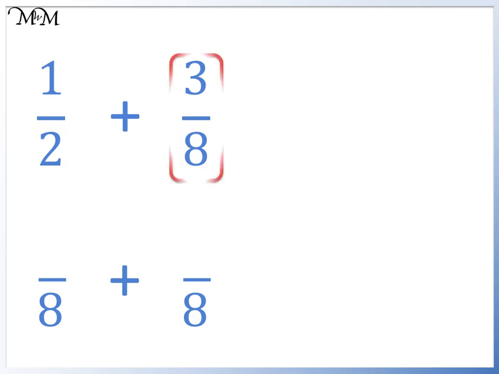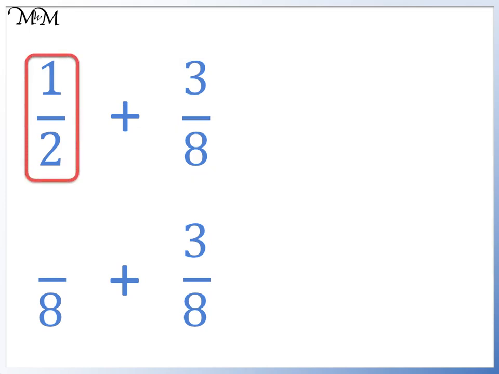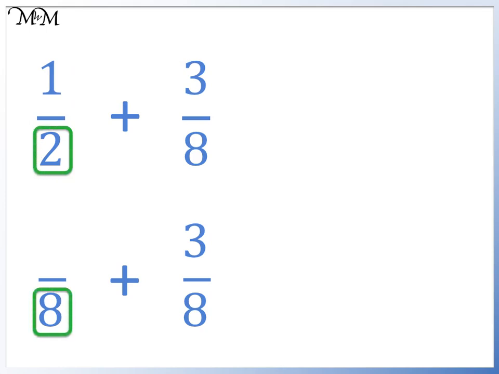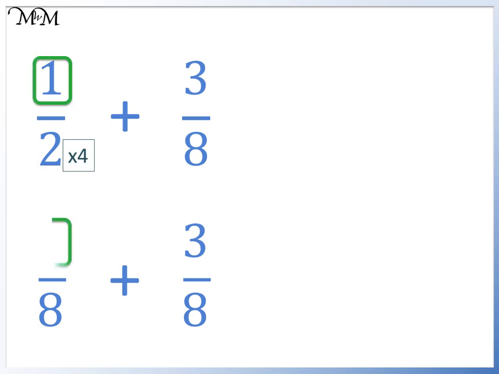Looking at the 3/8, it already has a denominator of 8, so we don't need to change it. Next, we'll look at the half. We changed from 2 to 8. How did we get from 2 to 8? We multiplied by 4. Whatever we do to the denominator, we must also do to the numerator. So we multiply 1 by 4. 1 times 4 equals 4.